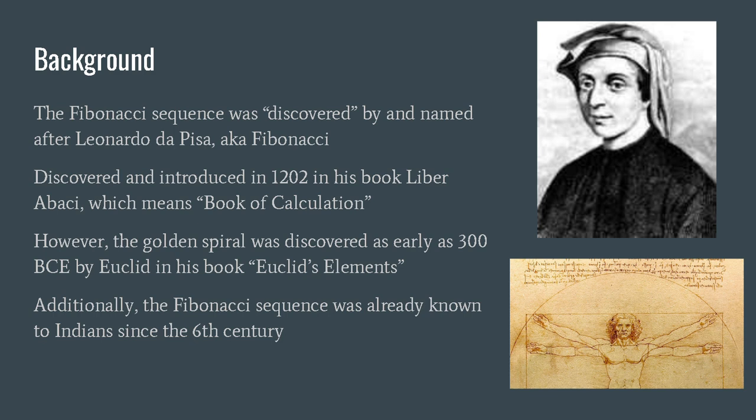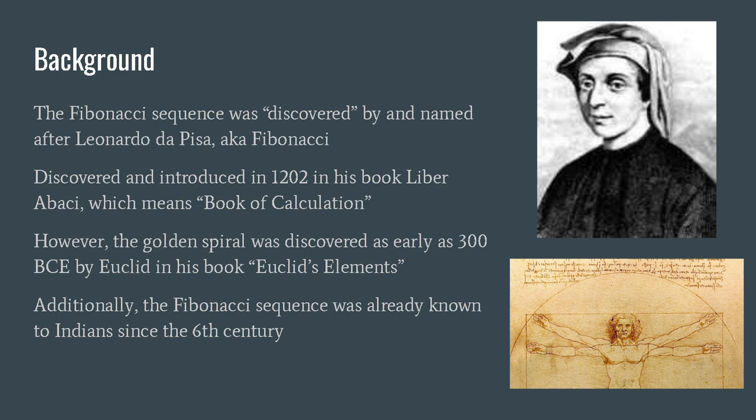However, the golden spiral itself was discovered as early as 300 BCE by Euclid in his book Euclid's Elements. You can see right here, this is the famous picture from Euclid's Elements. I'm not including the rest of the picture because it is not PG-13 and I don't really want it in my presentation.